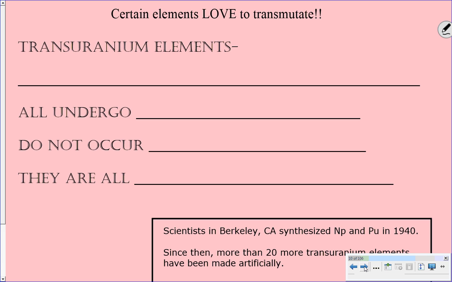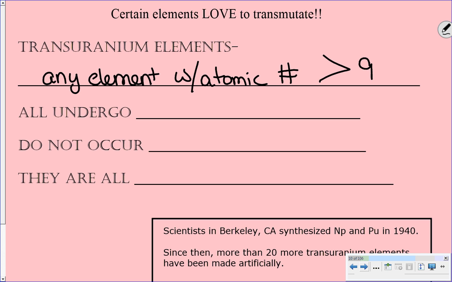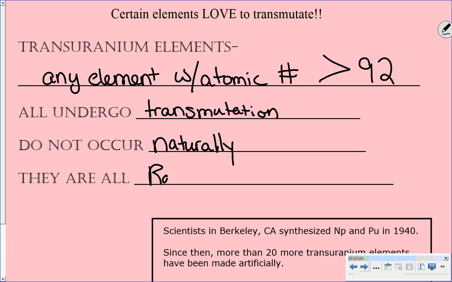Certain elements do love to transmutate, specifically what are called transuranium elements. Any element with an atomic number greater than 92 is considered a transuranium element. They all undergo transmutation. They do not occur naturally, and they are all radioactive.